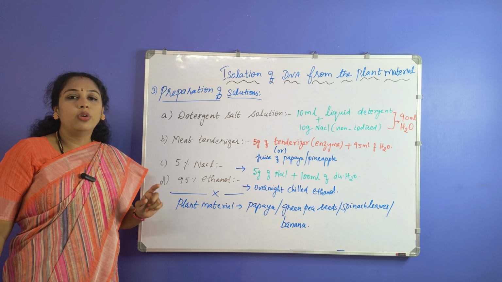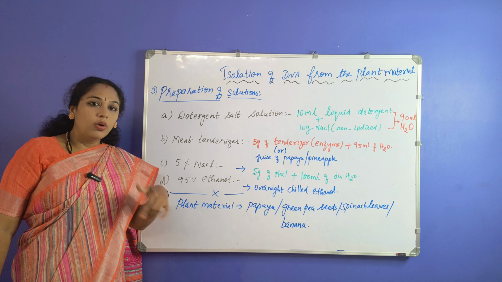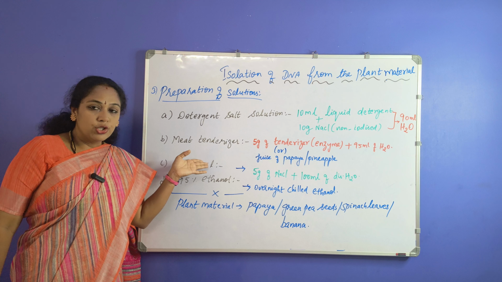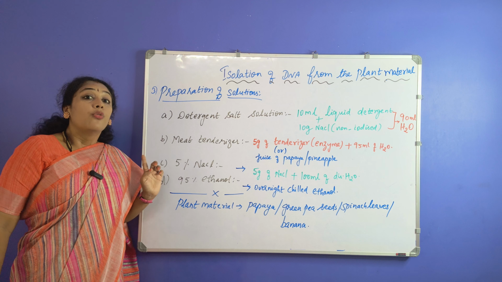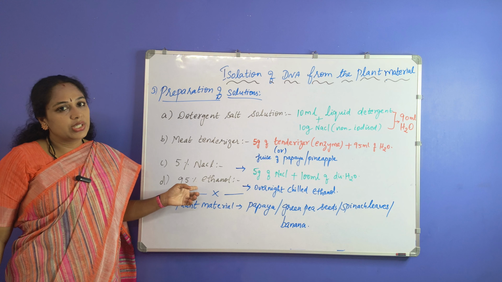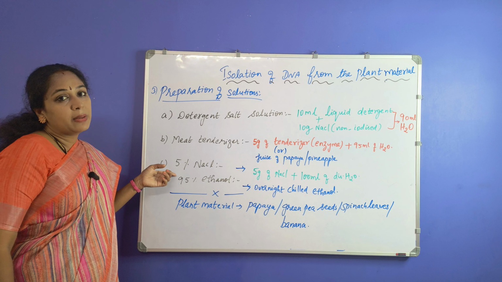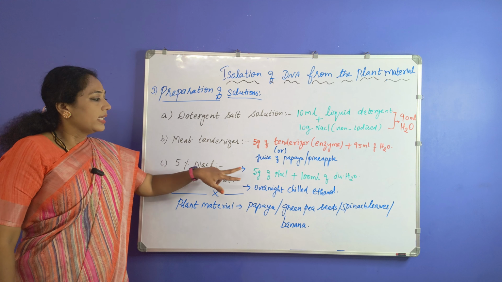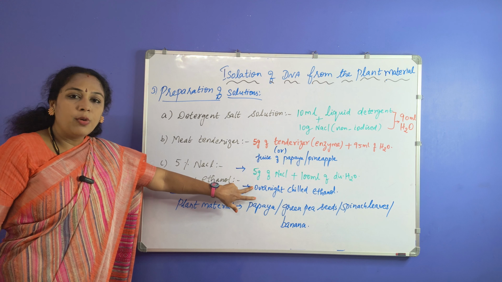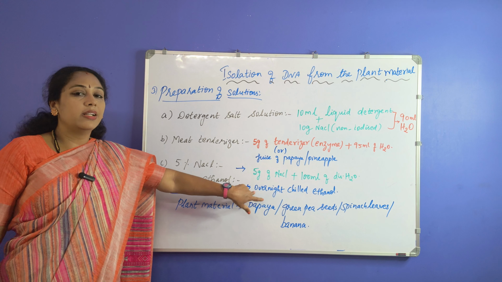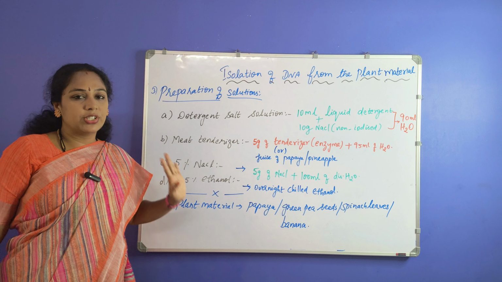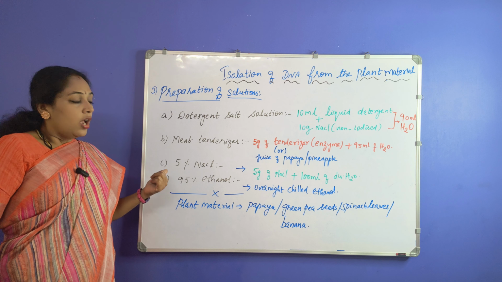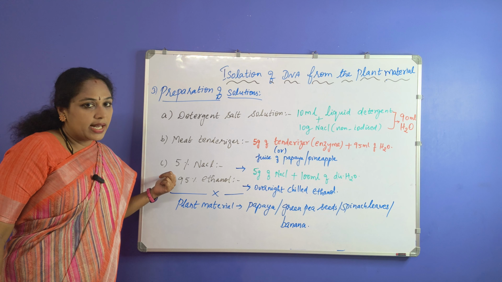The next one is about NaCl. Along with the other two solutions, you also require 5% NaCl. So how do you prepare this 5% NaCl? 5 gram of NaCl is taken and dissolved in 100 ml of distilled water. That gives 5% NaCl.